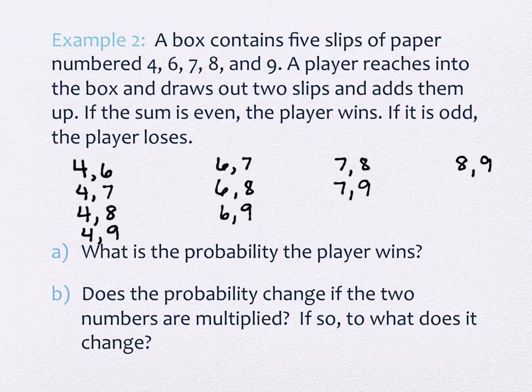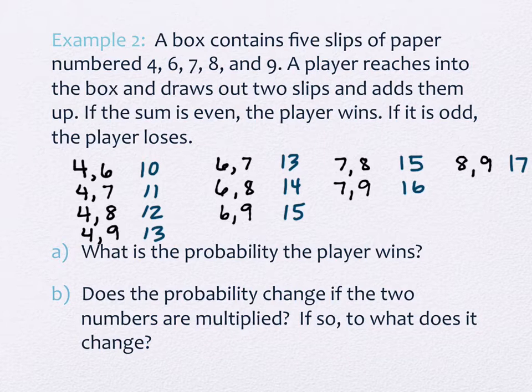So 4 plus 6 is 10, 4 plus 7 is 11, 4 plus 8 is 12, 4 plus 9 is 13, good, and then 14, 15, and then 15, 16, and the last one is 17.